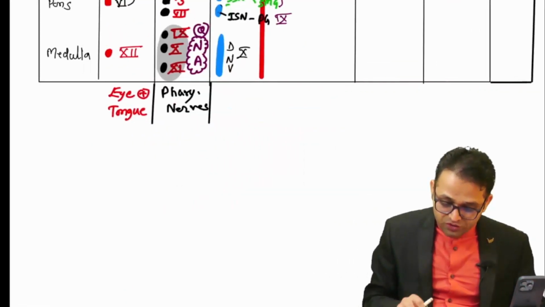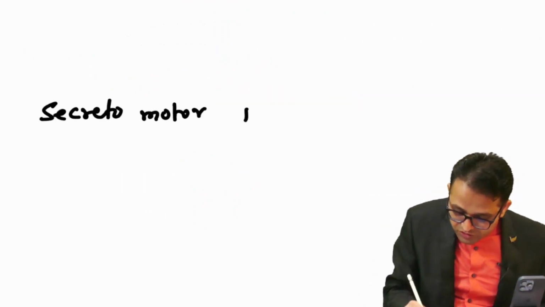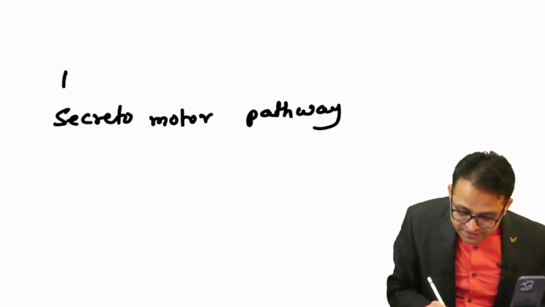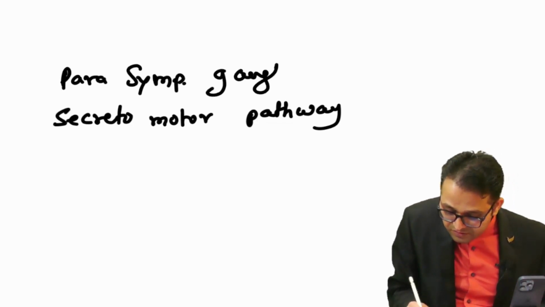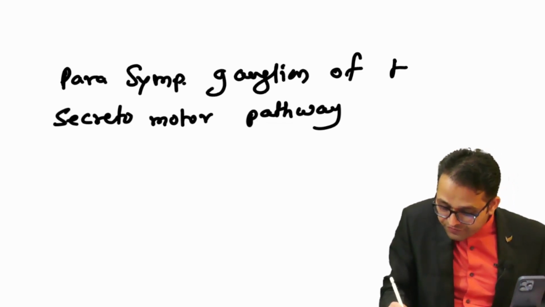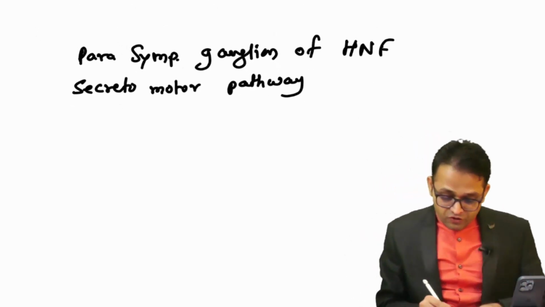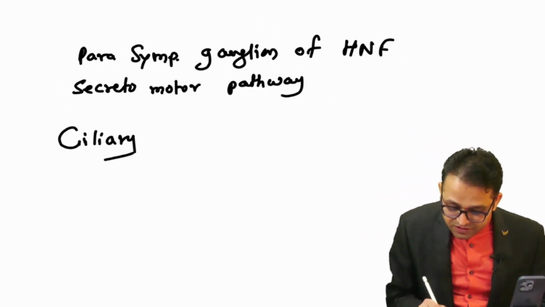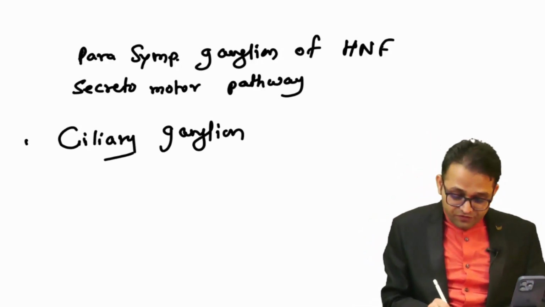Again, I am showing here. Do you remember the secretomotor pathway? Also, you can say the parasympathetic ganglion of head, neck, face. At that time, I taught you the 4 ganglia. The first was the ciliary ganglion. Please go to the bullet train anatomy first.